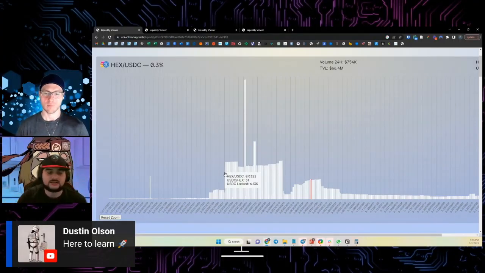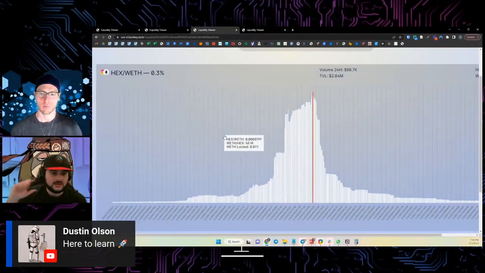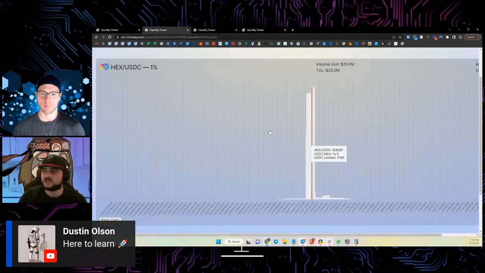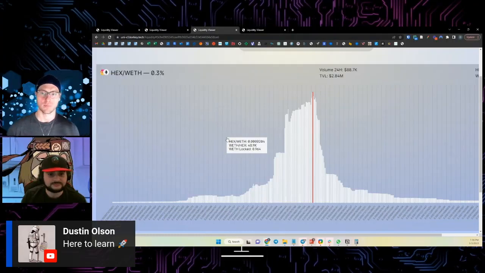If you're just analyzing the USDC pairs, there are also Ethereum pairs as well that the routers will move your order through if these areas start to incur a high amount of slippage. Does that make sense? Yeah.